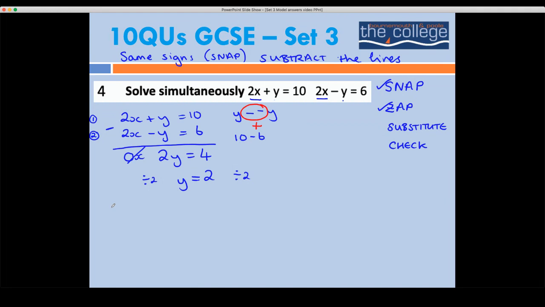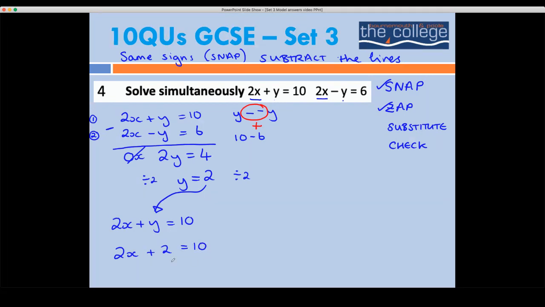So now we're going to substitute. So we're going to take one of our equations. I'm going to take the positive one again, 2x plus y equals 10. I'm now going to substitute this y value that I have just found into the equation that we started with. So that becomes 2x plus 2 equals 10.